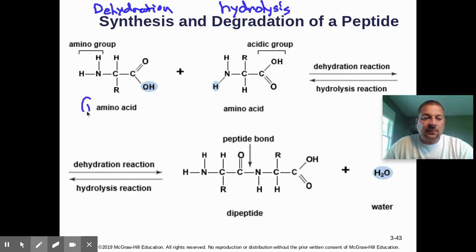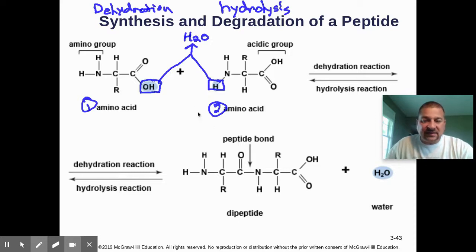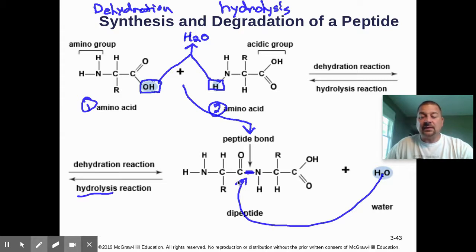I've just split this and blown it up to make it bigger. Here's amino acid number 1. Here's amino acid number 2. We take the OH off the acidic group and the H off the amino group, off the nitrogen. So again, we take out an HOH, a water, an H2O, dehydrate, and that bond right here is the peptide bond that links the two together. And then for hydrolysis, it just goes back the other way. You put the water in, and it will break them apart.